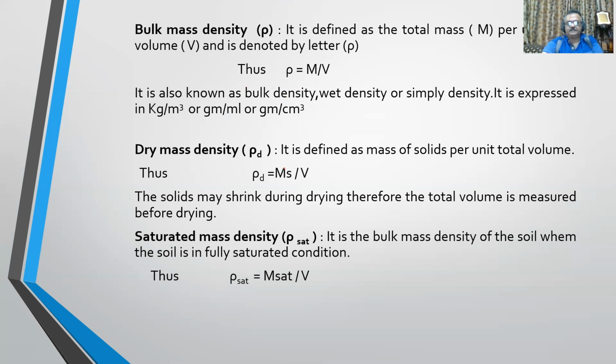Next, dry mass density. It is denoted as mass of solids. From the dry mass density you get only the dry mass, that is, only the mass of solids per unit total volume of the sample. The solids may shrink during drying. Therefore, the total volume is to be measured before drying, because solids may shrink during drying.